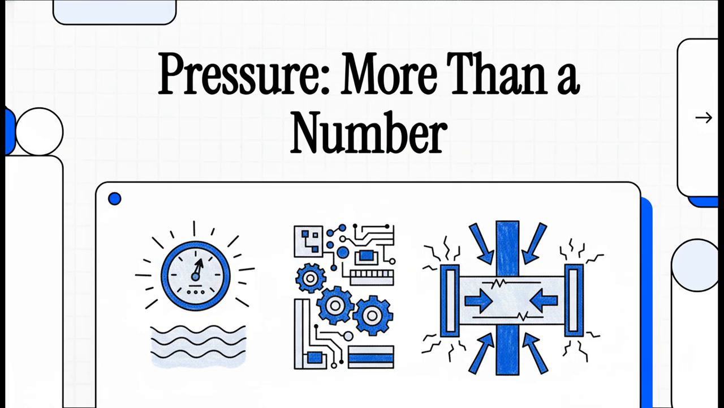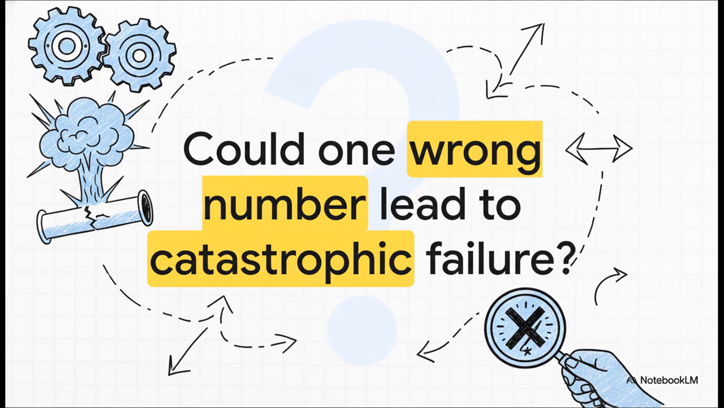Welcome to The Explainer. You know, in engineering, sometimes the difference between safety and total disaster comes down to a few simple words. Today, we're talking about pressure, and we're going to get into why getting the terminology right is just absolutely critical. Sounds pretty dramatic, right? But could one wrong number really lead to a catastrophic failure? Well, in high-stakes industrial environments, the answer is a resounding yes. A single misunderstood term can be that first domino to fall, leading to a disaster.